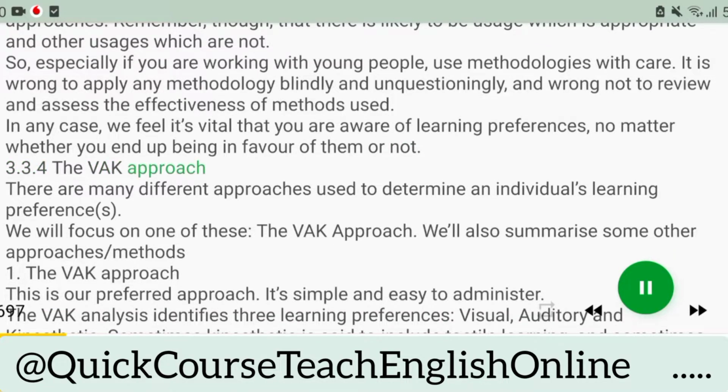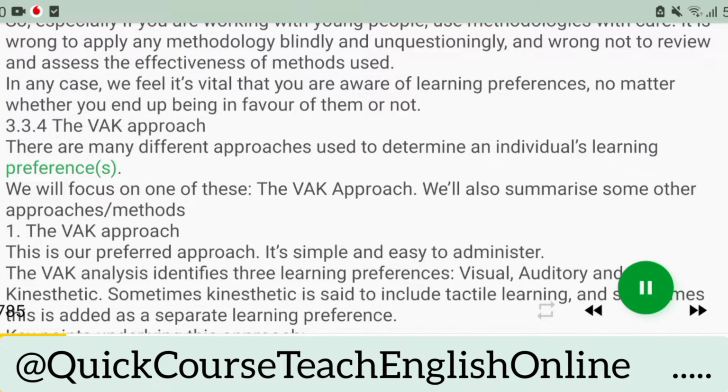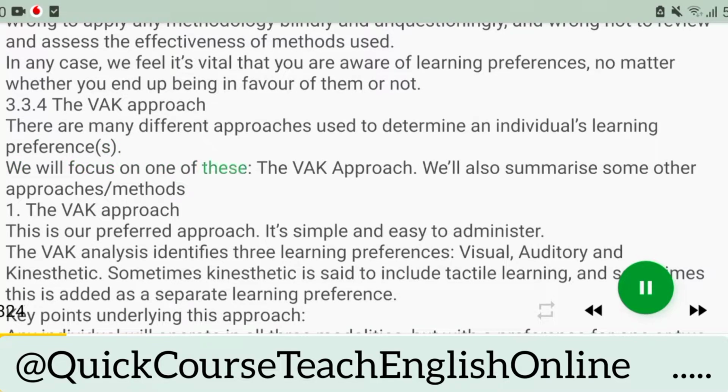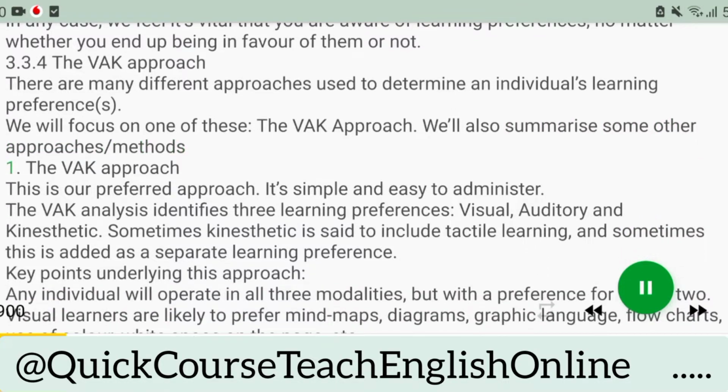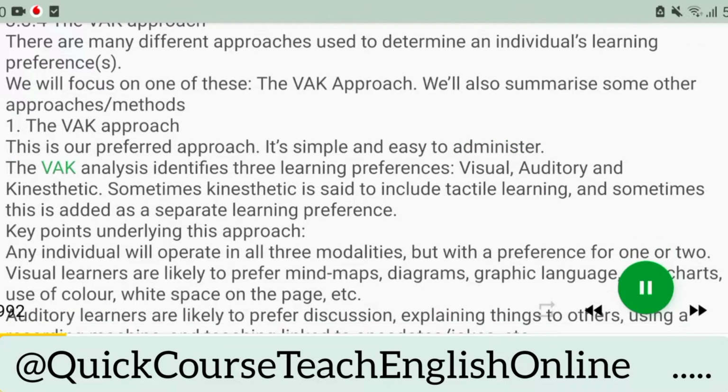3.3.4 The VAK approach. There are many different approaches used to determine an individual's learning preferences. We will focus on one of these, the VAK approach. We'll also summarize some other approaches. 1. The VAK approach. This is our preferred approach. It's simple and easy to administer. The VAK analysis identifies 3 learning preferences: visual, auditory, and kinesthetic.